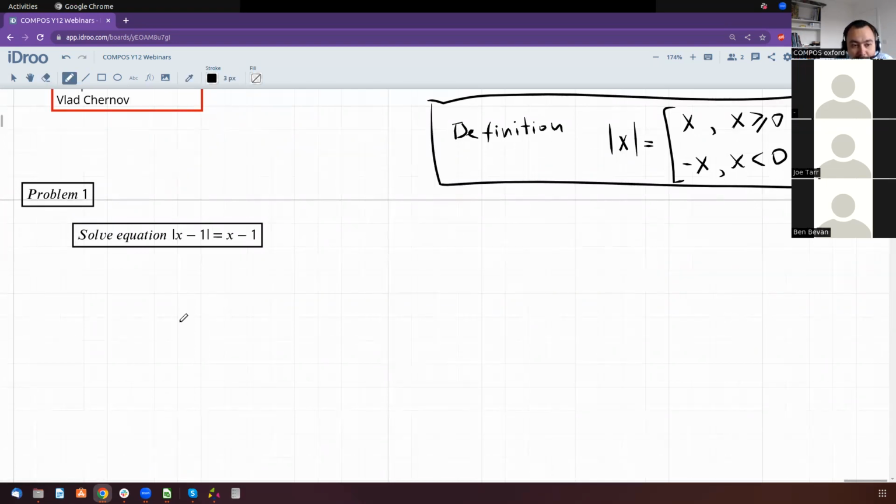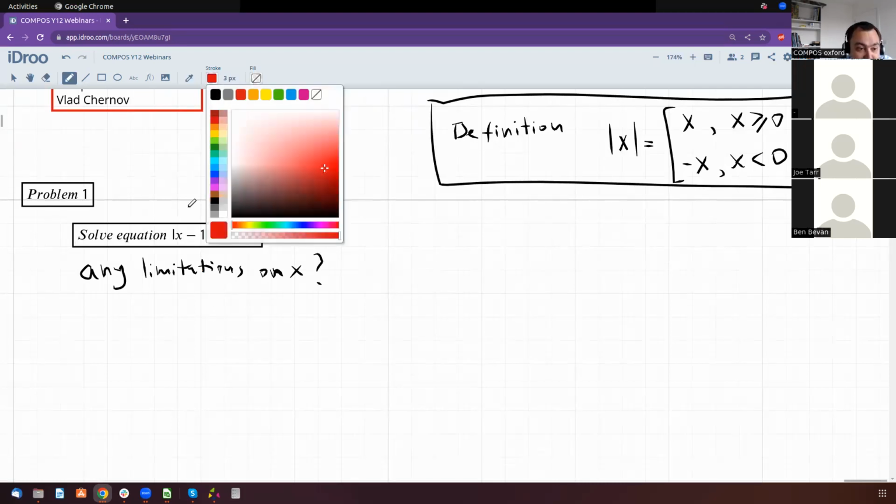And before we do anything, we can ask ourselves a question: well, what can x be? Are there any limitations on x? Basically, it's called the domain of the equation. What are the possible values of x? And let's have a look.